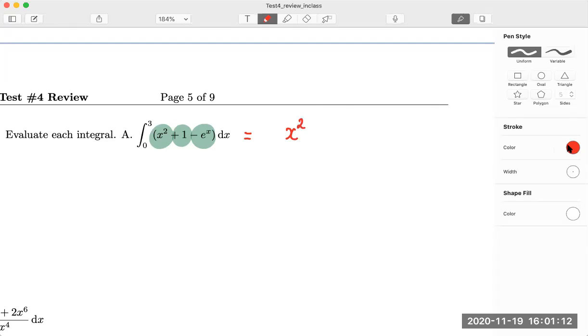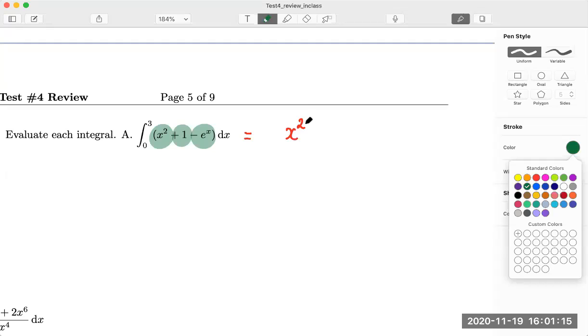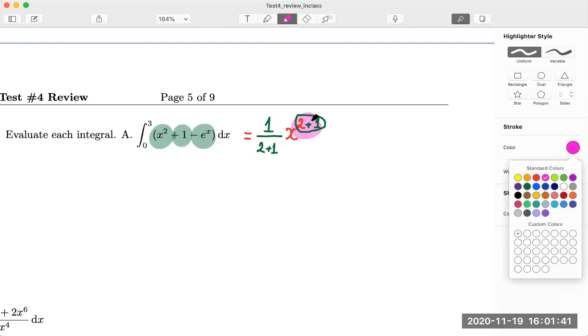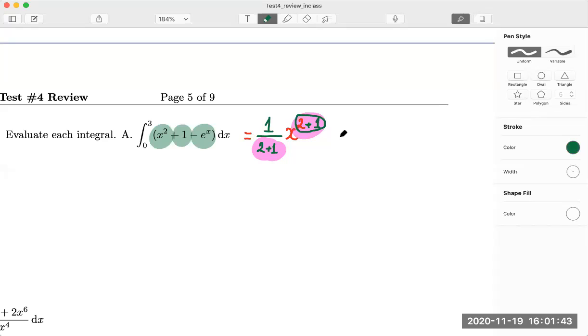It will be x to the 2, and then to the power we add the number 1, right? Multiply with a fraction whose denominator is exactly the new power, which is 2 plus 1. We do so, then we take the derivative. These two numbers will cancel each other, okay? That is the reason. The similar things. Now, what is the antiderivative of 1?